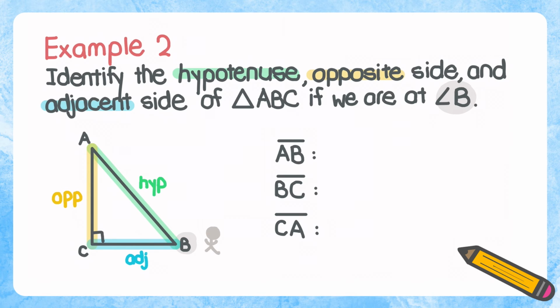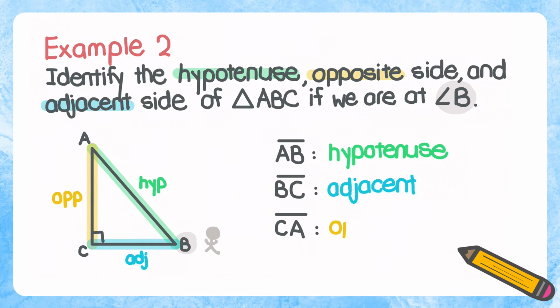So notice how while the hypotenuse stays the same, so while side AB is the hypotenuse, the opposite side and adjacent side are different compared to earlier. Now, side BC is our adjacent side, and side CA is our opposite side. So it depends on which angle we're standing at.